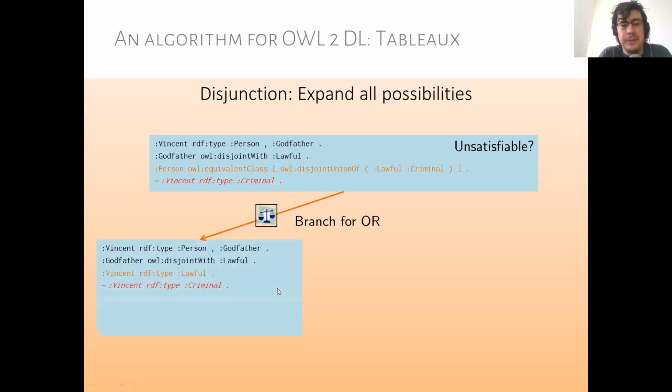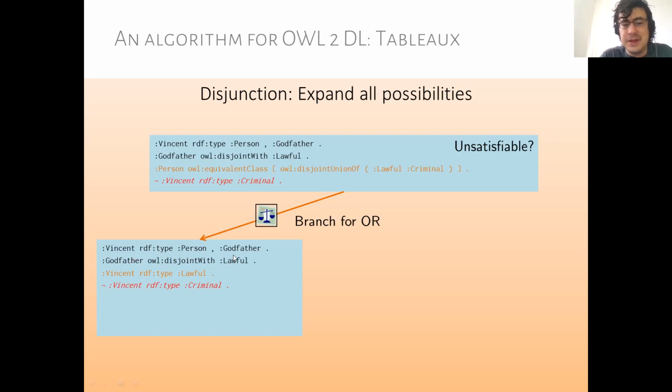So we branch for OR. What that means is we'll try both of the possibilities that arise because of this definition here. In the first one, we're going to try that Vincent is lawful. Okay, and we're going to see what happens. We ask, is this inconsistent? And we see that because Vincent is lawful and Vincent is a Godfather and Godfather is disjoint with lawful, we have an inconsistency, right?